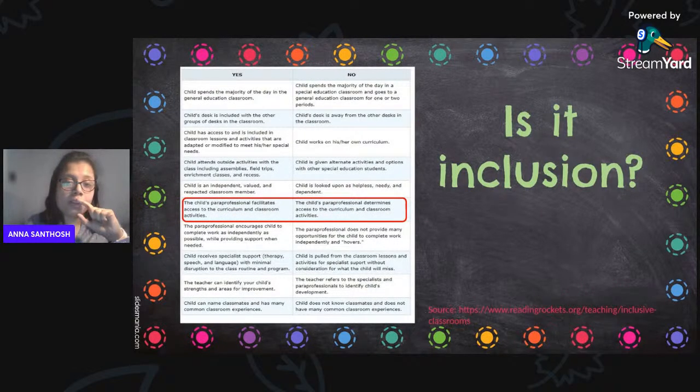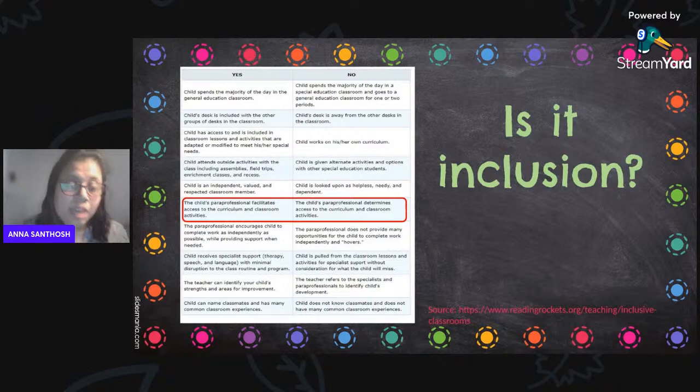So now I just want you all to go through the yes and no columns given here, which is asking you the question, is it inclusion? So the yes is about inclusion, and the no is about it is not inclusion. I just want you all to go through the yes and no sections, so that you will get the idea about inclusion. What is inclusion? What does it really talk about?